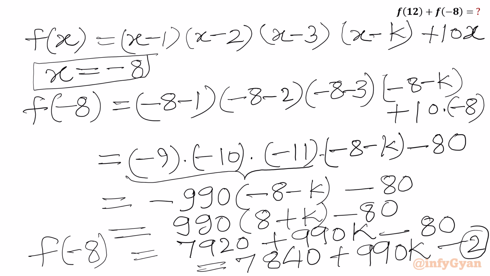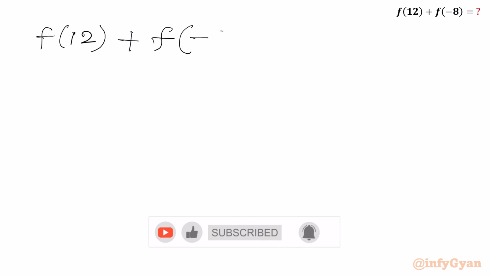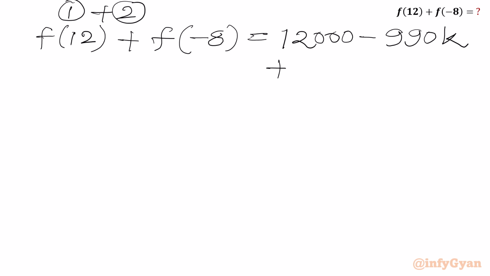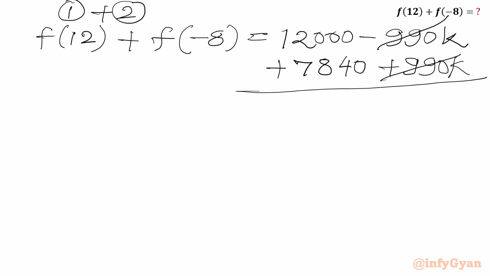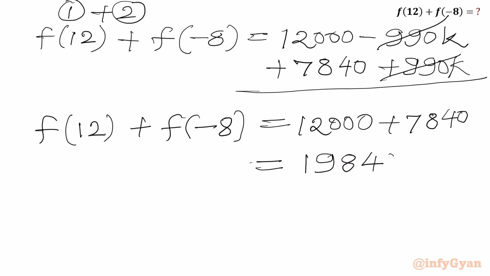Now we will add both the equations 1 and 2. So I will write here f of 12 plus f of minus 8, equation 1 plus equation 2. This will be equal to 12,000 minus 990k, this was f of 12, plus f of minus 8 was 7840 plus 990k. If I add, the plus and minus terms will cancel, and we will get our answer: f of 12 plus f of minus 8 will be equal to 12,000 plus 7,840. And if I add, I will get 19,840. So this is our final answer.